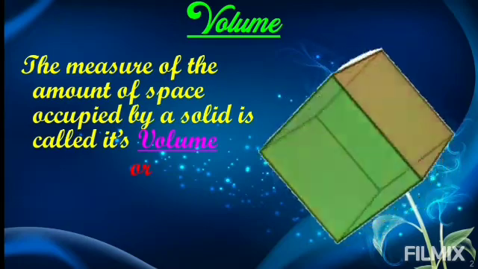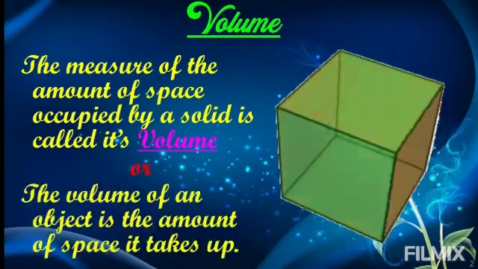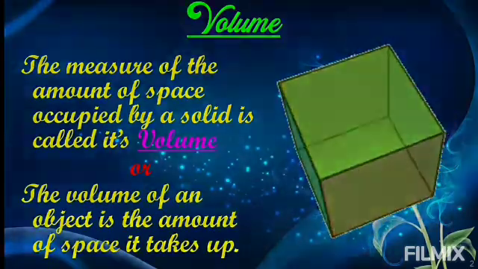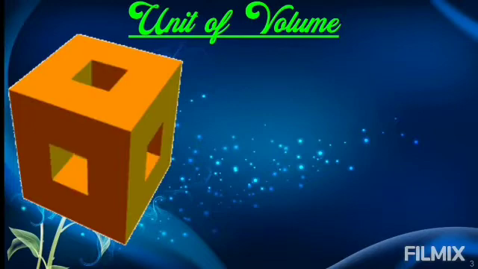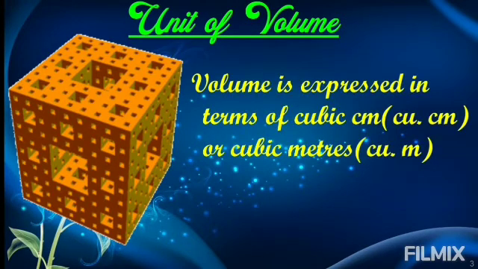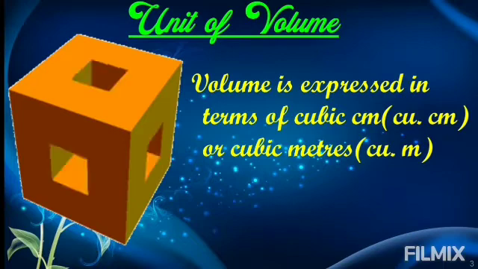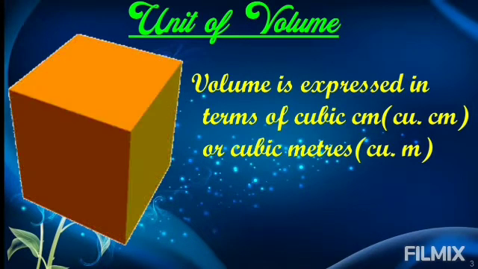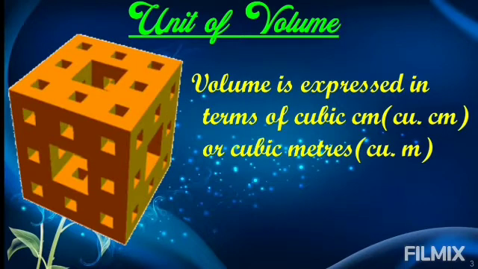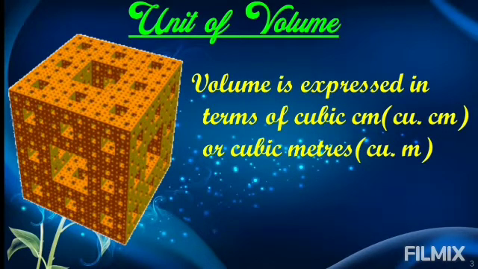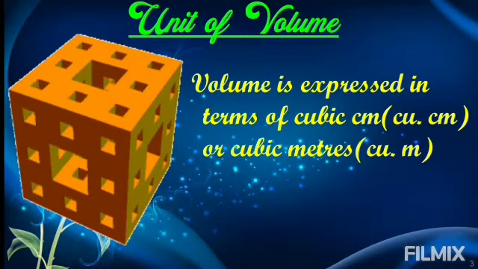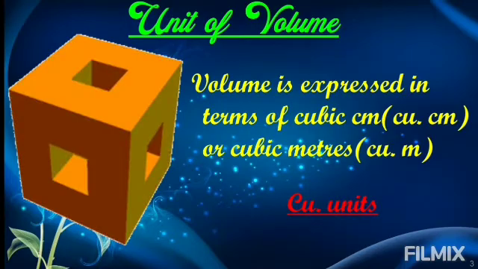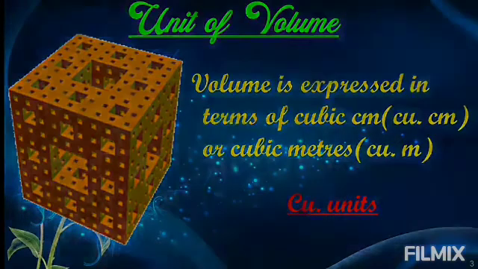Or in simple terms, we can say that the volume of an object is the amount of space it takes up. Now let's understand the unit of volume. Volume is either expressed in cubic centimeters or cubic meters. Sometimes if the dimensions are given in millimeters, we can still express a volume in cubic millimeters. But mostly we use either centimeters or meters.